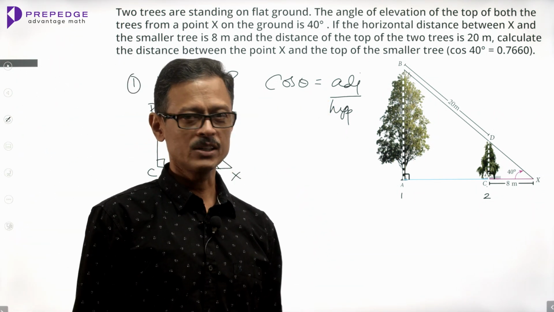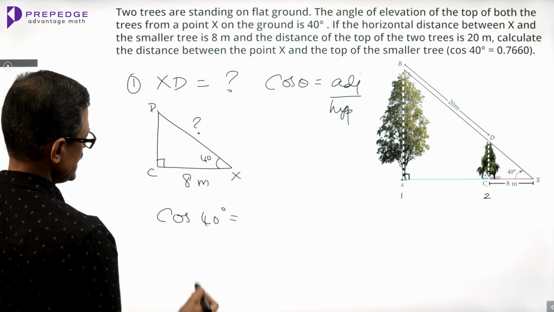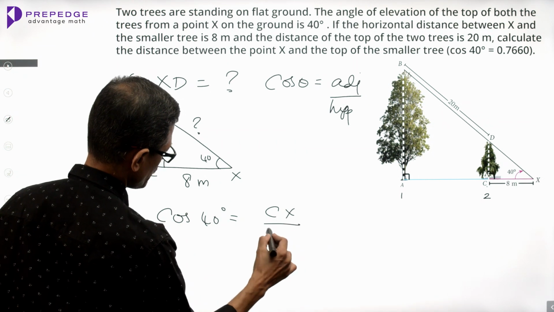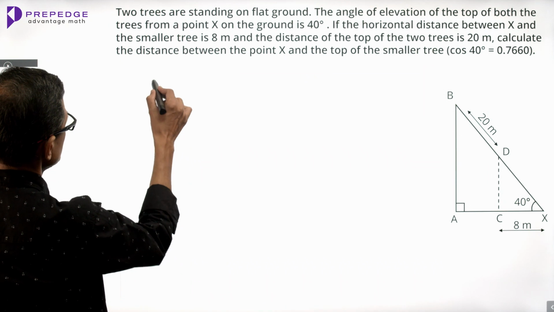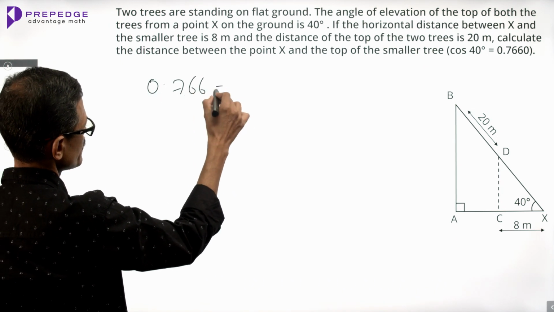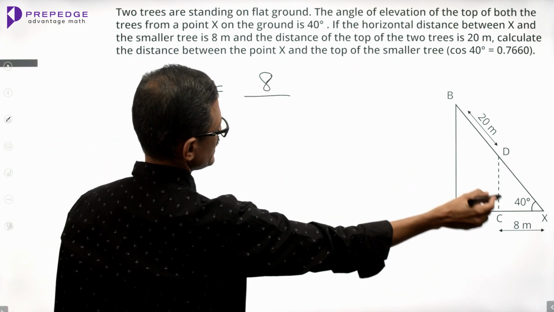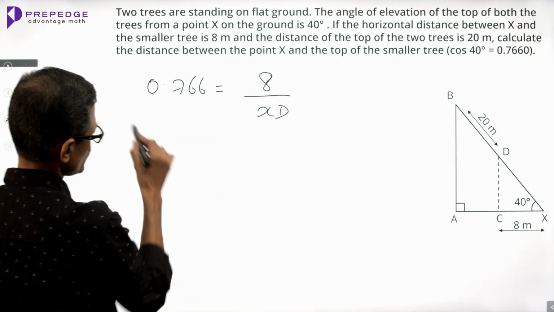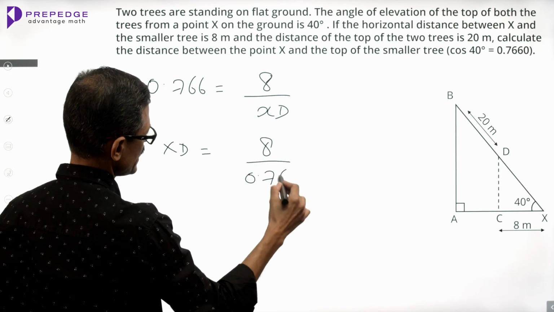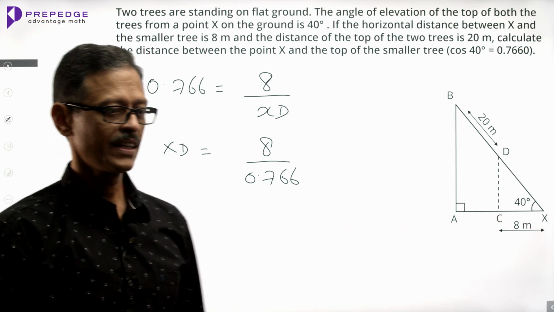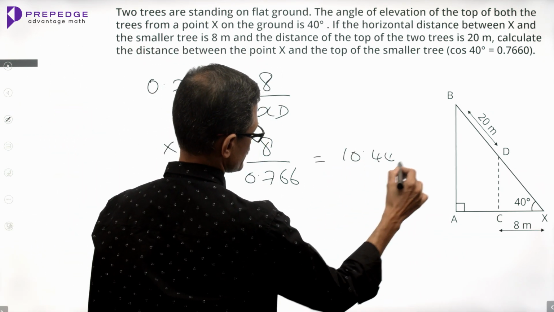That is why they have given the value of cos theta. Cos 40 degrees is equal to CX divided by XD. Let's find the values. They have told us cos 40, which is equal to 0.766. XC, the adjacent side, is equal to 8, divided by XD, which is what we are trying to find out. Cross multiply, XD will be equal to 8 divided by 0.766. If we look at its value, this is equal to 10.44 meters.